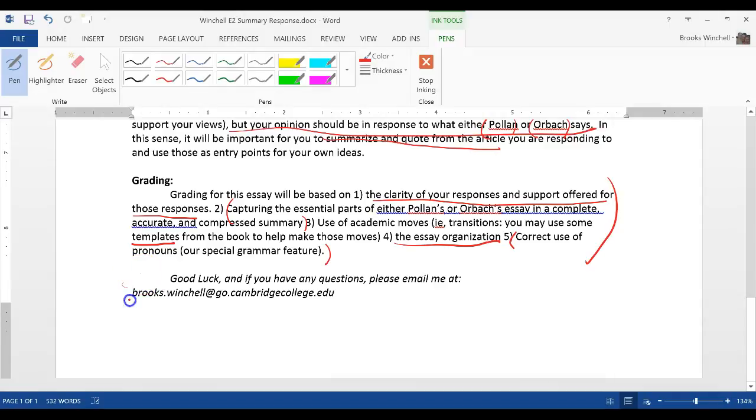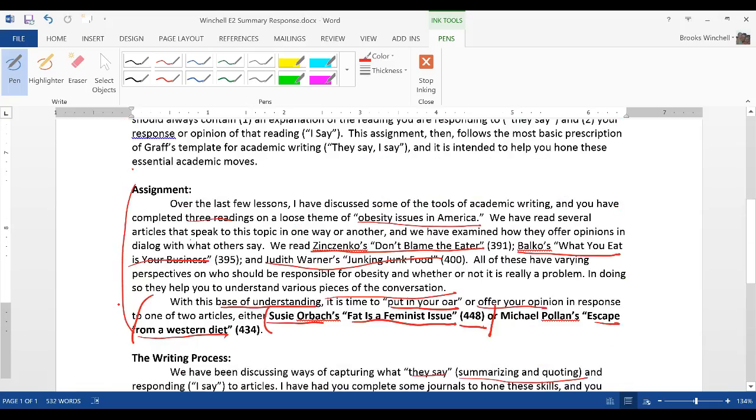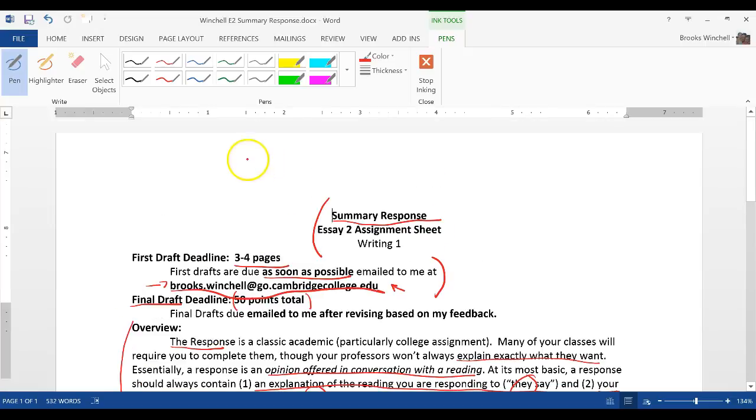Here's my email. If you have any questions, you can email me there, and that's where you should email me your final draft. Again, just email me the first draft as soon as possible. Try to make it about 3 to 4 pages, plus it should have a reference page. I'll give you feedback on it, and then your final draft will be due after my feedback. Review my feedback and correct it for the final. So that's the assignment sheet. You can take a look at it if you want. You can download it from the learning software.